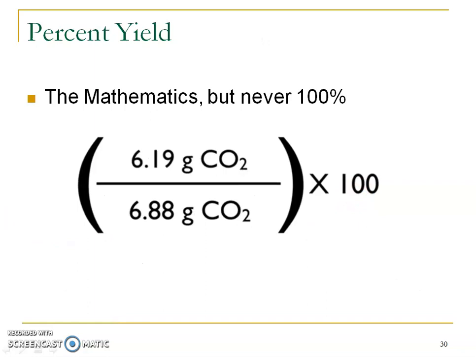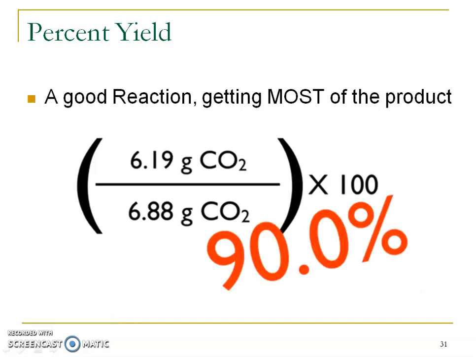And he says it's usually never 100%, right? It's either going to be less or even sometimes more, but in this case, it's 90%. So this is a good reaction. If you have 90% yield and you made 6.19 grams and you were supposed to make 6.88 grams according to stoichiometry, 90% yield is actually pretty good. That means that reaction went pretty well.